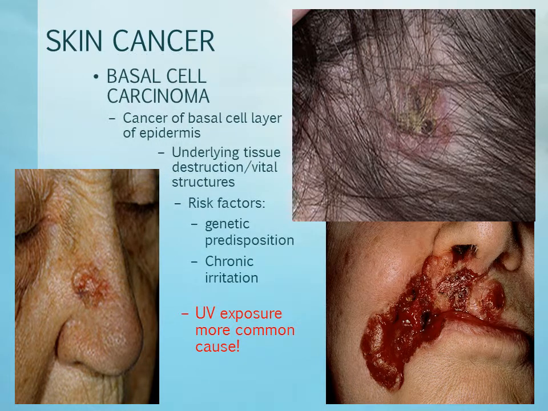Then we had the basal cell carcinoma. This is cancer of basal cell layer of the epidermis. There usually is destruction of the underlying tissue and vital structures. Some risk factors include genetic predisposition, chronic irritation, and UV exposure is the most common cause.